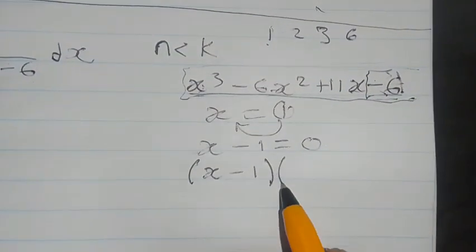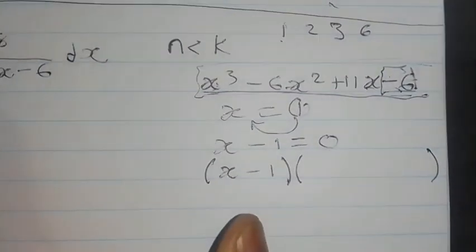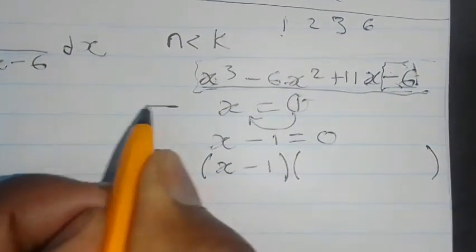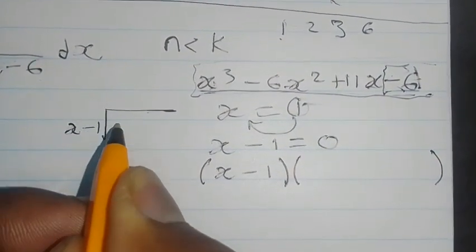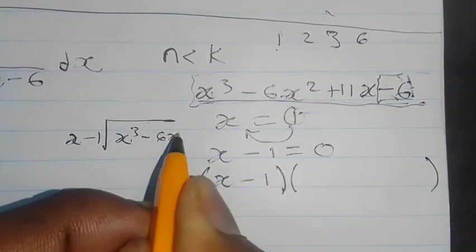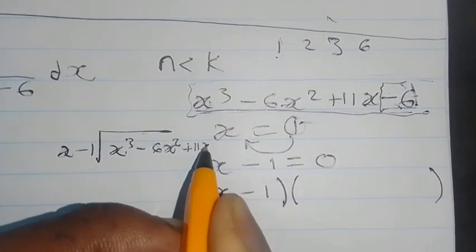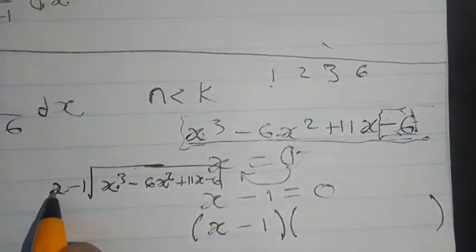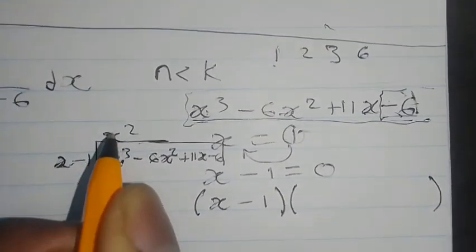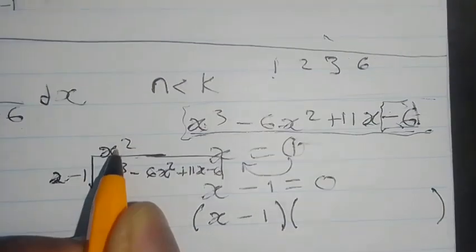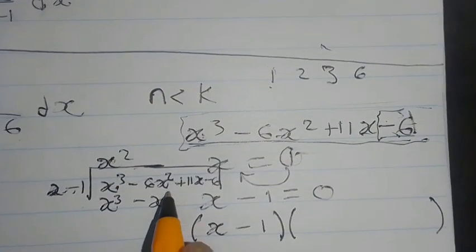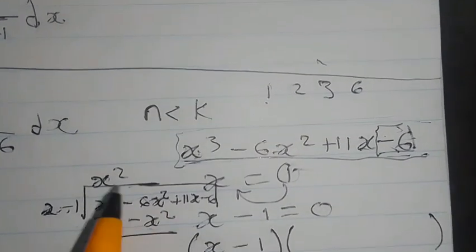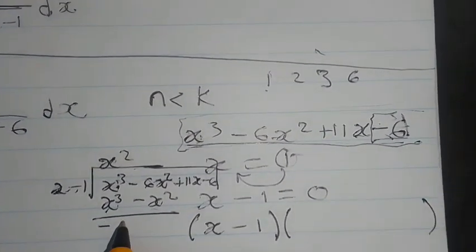Now you can use long division to divide this by x minus 1. I'm dividing x cubed minus 6x squared plus 11x minus 6 by x minus 1. X cubed divided by x is x squared. X squared times x is x cubed, and x squared times minus 1 is minus x squared. Now this minus this is 0, and this minus this will be minus 5x squared.